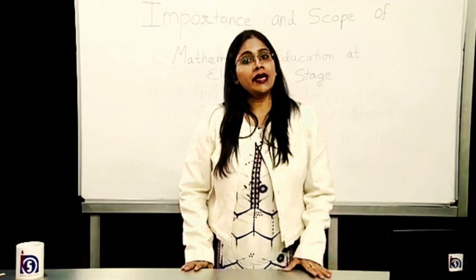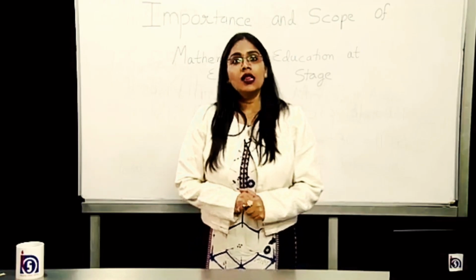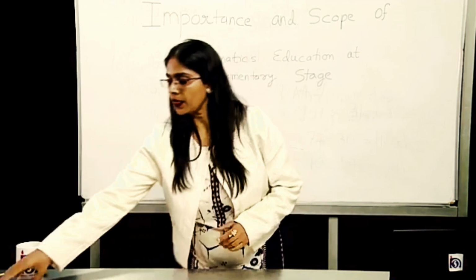According to C.J. Keyser, the quality of mathematical thought, the certainty and correctness of its conclusions are due to the characteristics of the concepts with which it deals: precision, sharpness and completeness. Some ideas admit of such precision, others do not, and the mathematician is the one who deals with those that do. Example, the concept of cone.